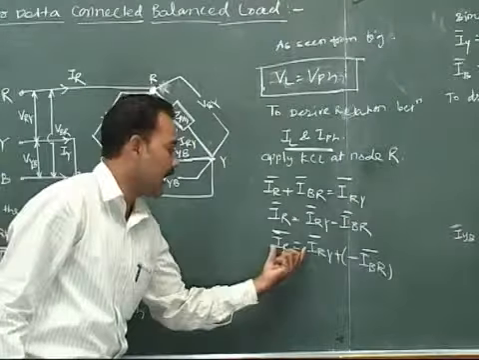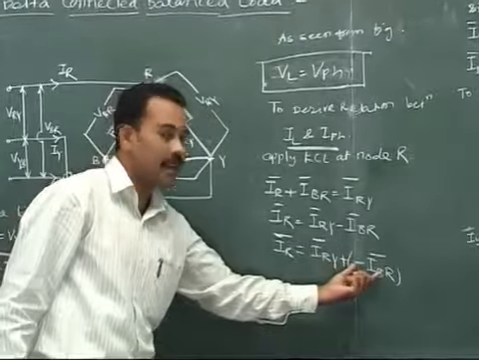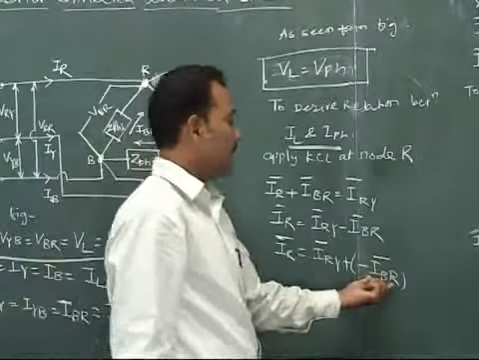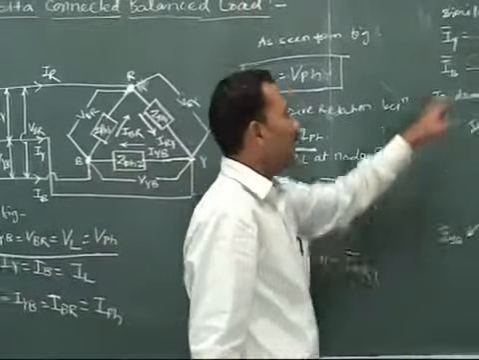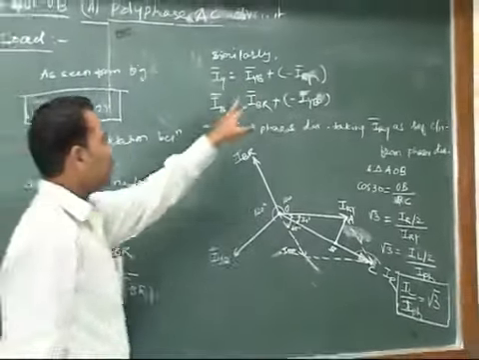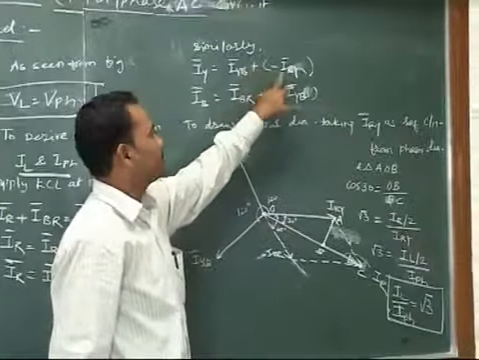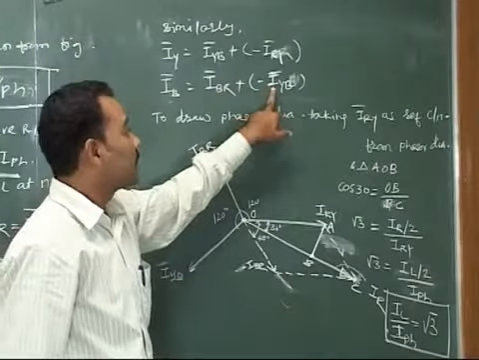So we'll see here the phasor IR is equal to IRY plus minus IBR. This minus indicates it is the reverse of the phase current IBR. Similarly, we can get IY and IB: IY is equal to IYB plus minus IRY, and IB is equal to IBR plus minus IYB.